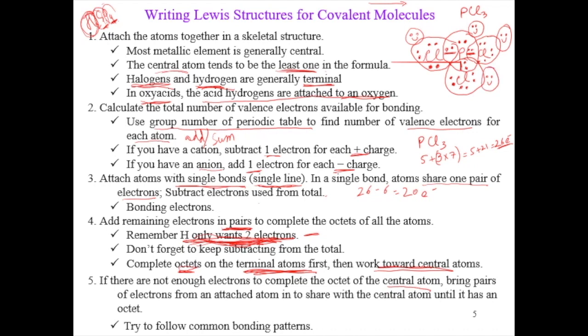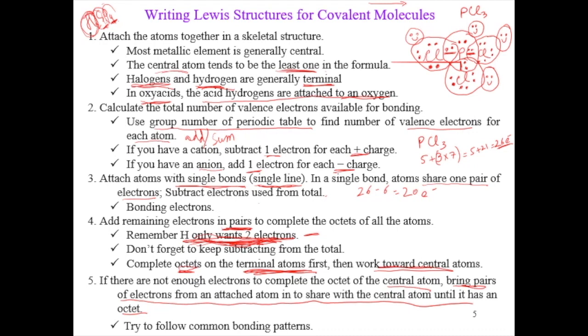So what is the rule? It tells us that if there are not enough electrons to complete the octet of the central atom, the atom right in the middle, when you drew your structure and you're trying to confirm if everybody is happy, and the central atom is not happy, its octet is not complete, you will bring a pair of electrons from the attached atom in to share with the central atom until its octet rule is completed.